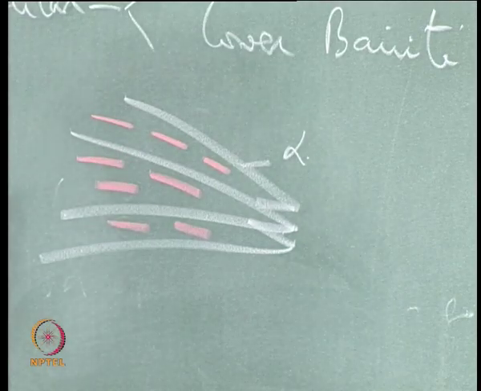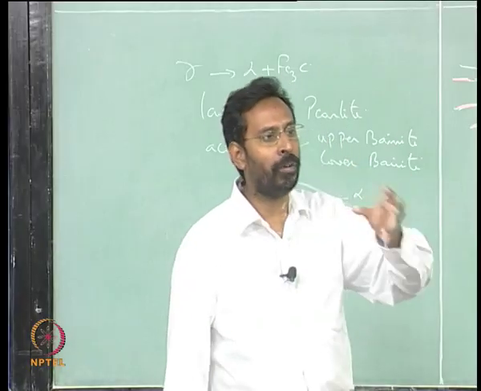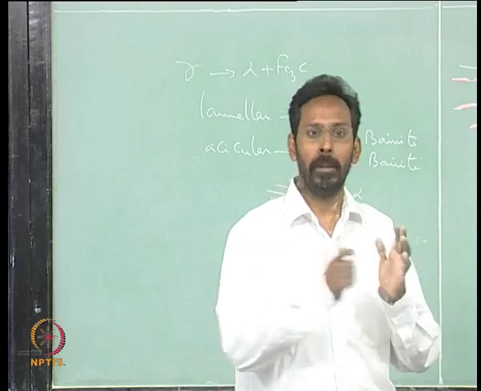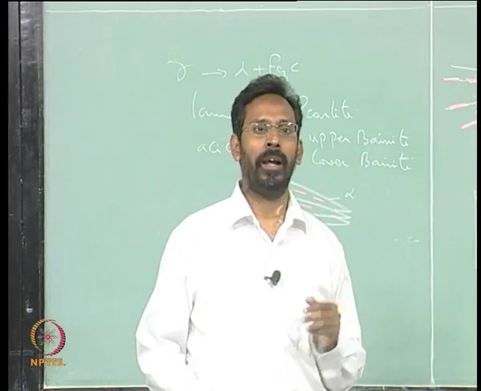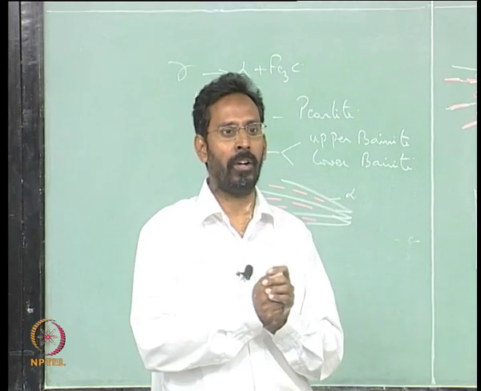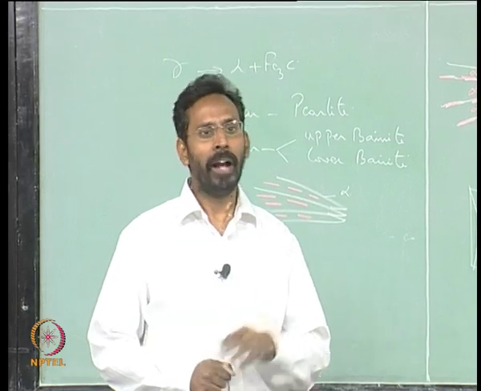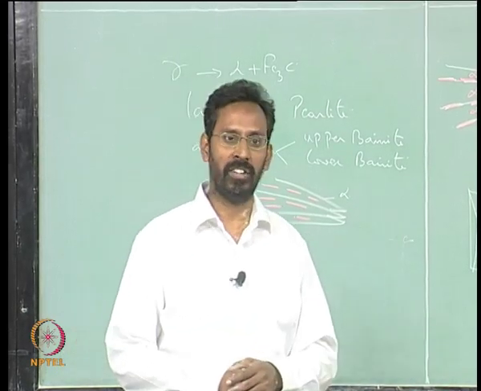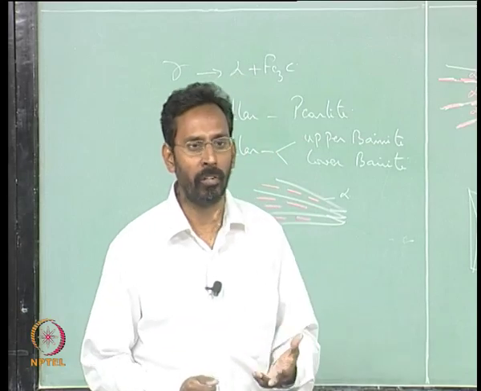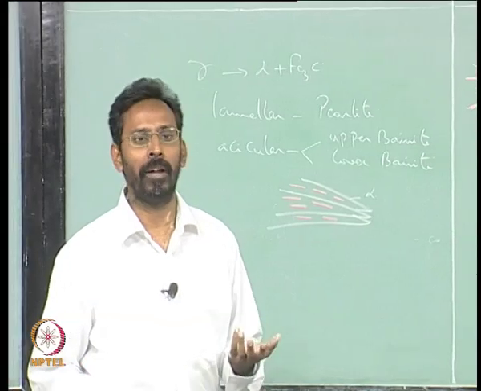But if this process is not complete, you will possibly have some excess carbon left in the ferrite, so that it will remain as what is called a supersaturated ferrite. If the temperatures are very low, let us say, and you have a lot of alloying elements in the steel, the diffusion rates being very slow, you may always have a situation where some supersaturated ferrite will be left out.